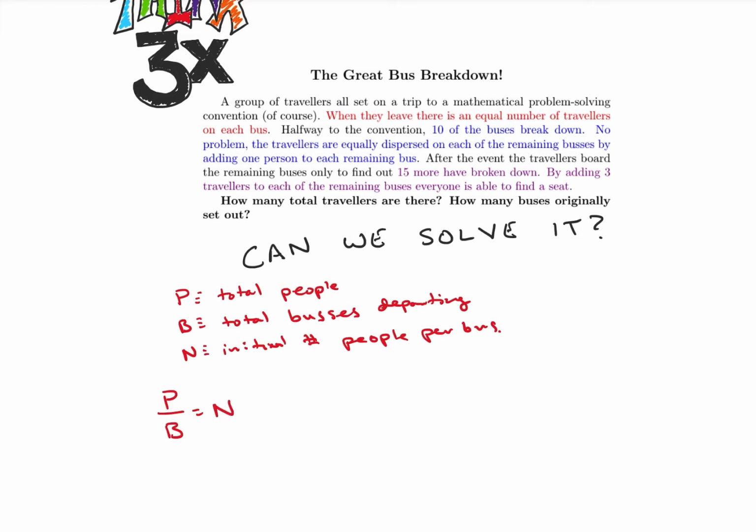Okay, so let's investigate that next blue sentence. It says 10 of the buses break down. No problem, the travelers are equally dispersed on each of the remaining buses by adding 1 person. So that means that I have 10 fewer buses, so B minus 10. I have the same number of people, and my number of people per bus is going to be my original number plus 1. So if I rewrite that a little bit, let's substitute in that P over B, and now we have an equation that we can solve here.